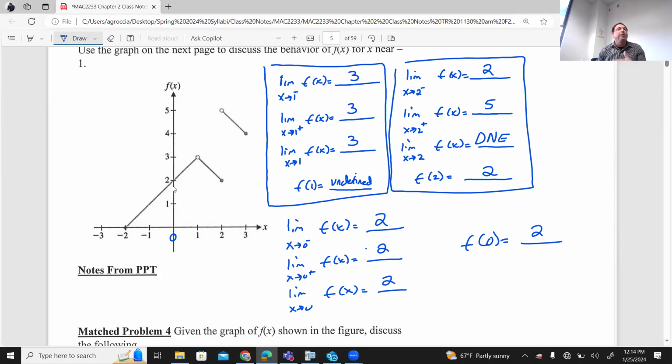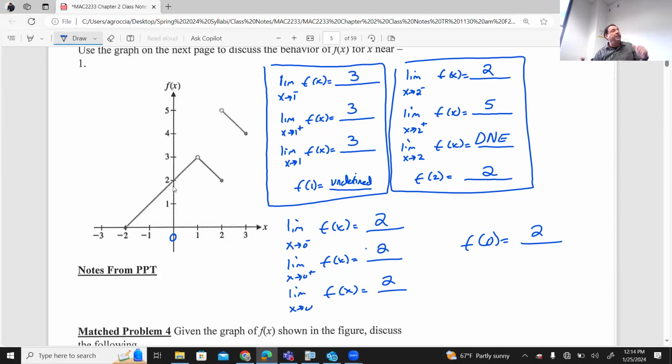So you're like, it's too easy, because there's no issues. There's no problem. There's no hole. There's no jump, no asymptote, right? So when it's a nice smooth line, there are no problems. It's when there's a hole or a jump that limits really come into play. It's when you get undefined and you're like, why is it undefined? Let's go look at it.